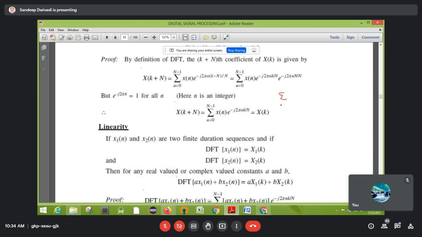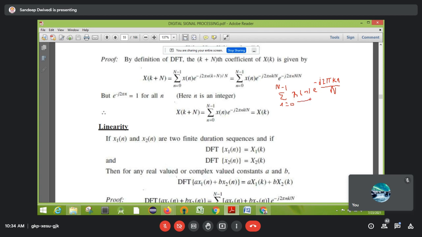The formula is summation n equals 0 to capital N minus 1 of x of n, e raised to power minus j 2 pi kn upon capital N. So this is the definition or the formula of the DFT.